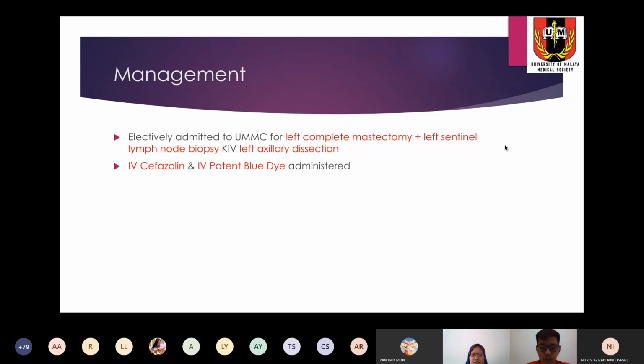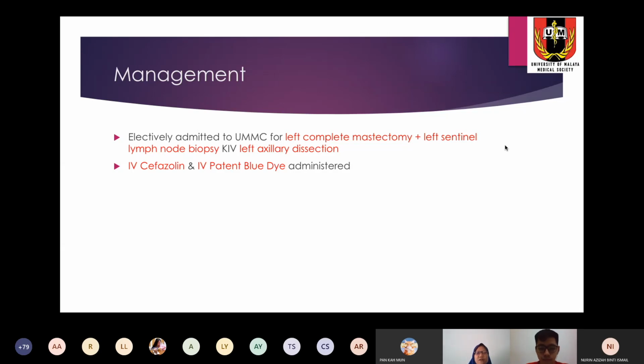Modified radical mastectomy is the term we use now, because initially, in history, Halsted did a surgery where he removed the breast together with the pectoralis major. Can you imagine? It's such an extensive surgery. Later surgeons showed that modified radical mastectomy has less morbidity compared to radical mastectomy, and the survival rate is about the same. So that is why they do modified radical mastectomy.